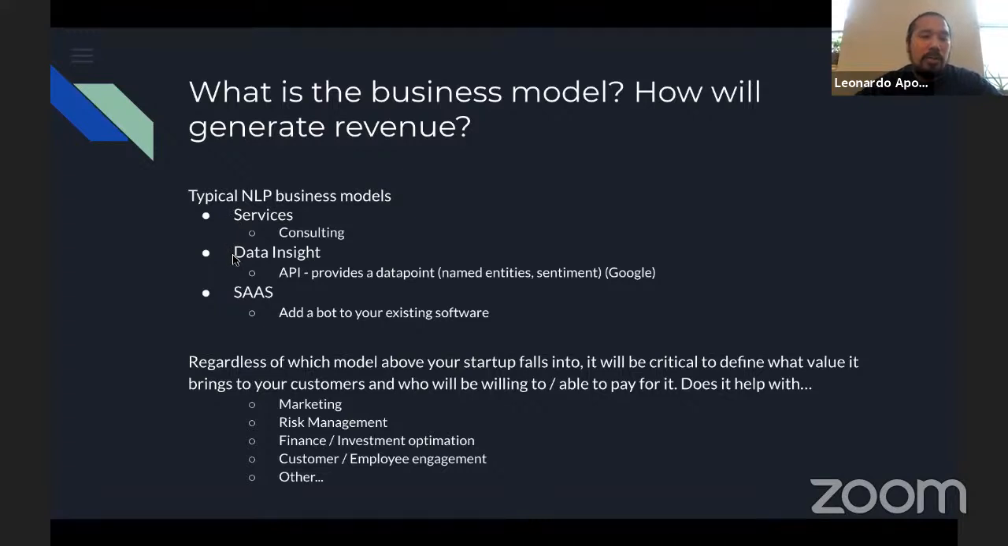There are more general, less human-resource-centered business models around data insights. A very common example is if you provide an API that provides a data point like recognizing named entities or sentiment. This is very widespread and common.